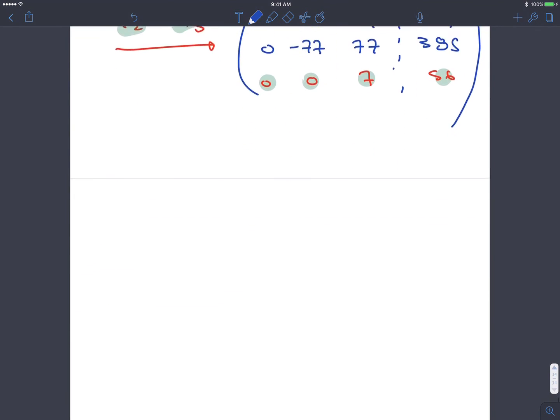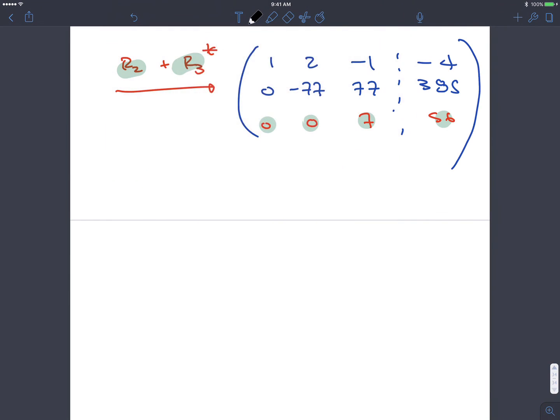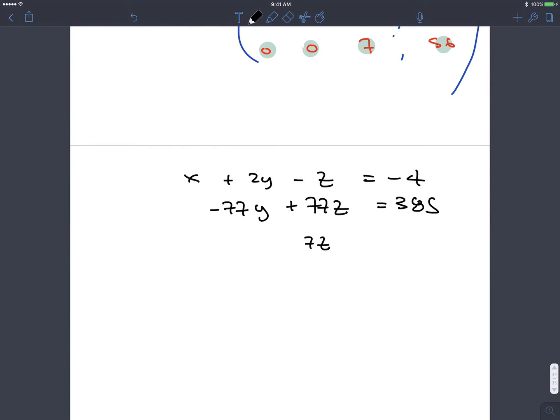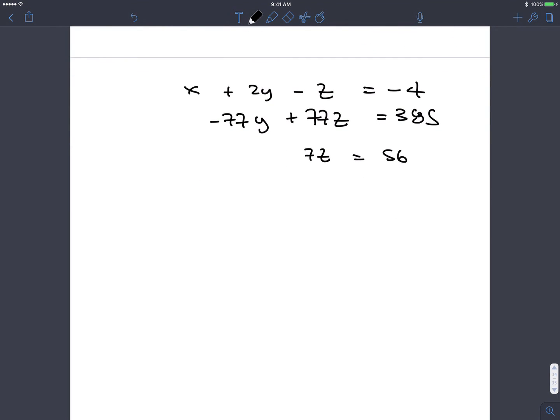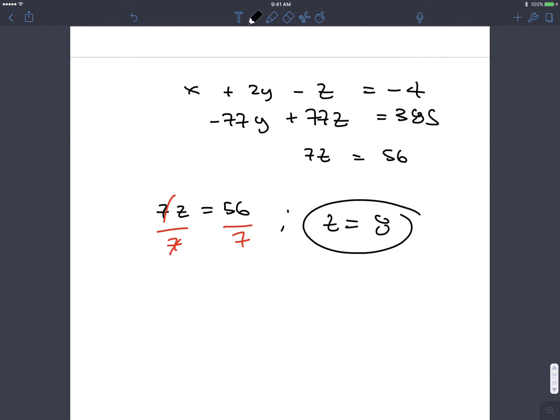Here's our new augmented matrix. So we're going to use these coefficients. We now get the system x plus 2y minus z is -4, -77y plus 77z is 385, then we get 7z will be 56. So if 7z is 56 and we divide both sides by 7 here, we get z to be 8.